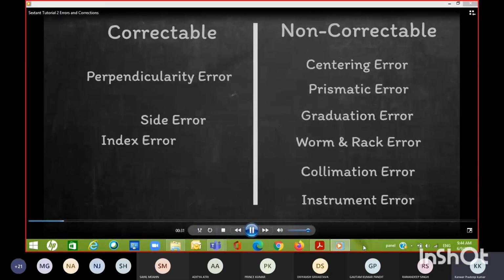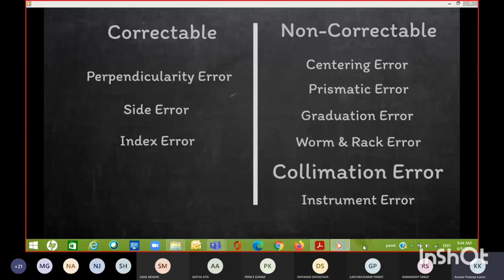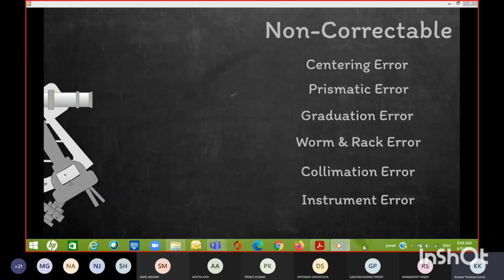One error, collimation, actually used to be correctable, but on modern sextants it's more usual for it to be non-correctable nowadays. Let's start by looking at the non-correctable errors.